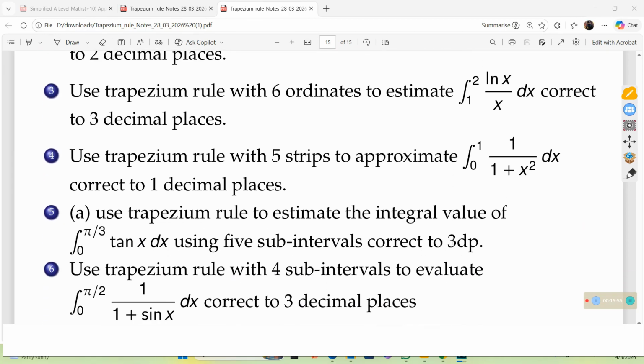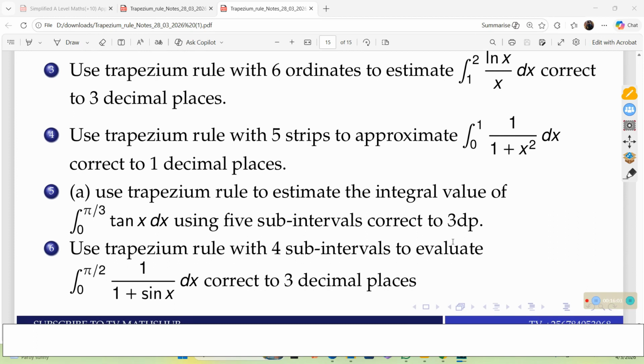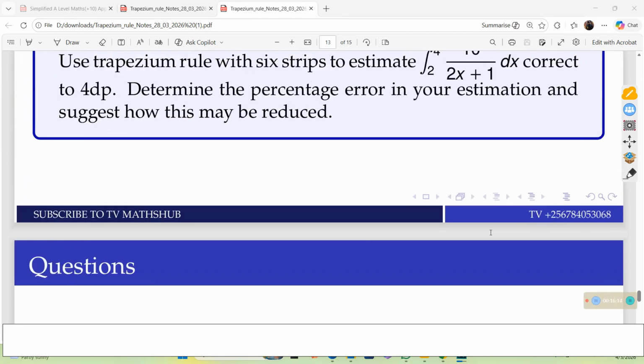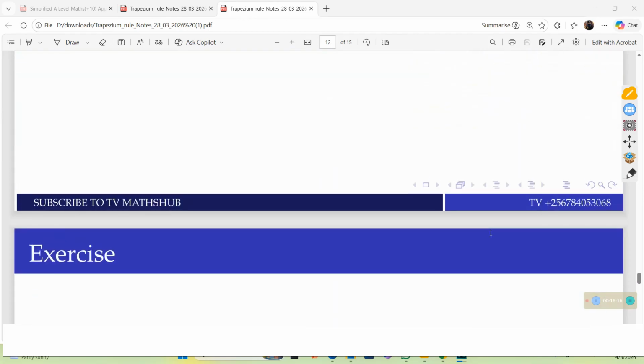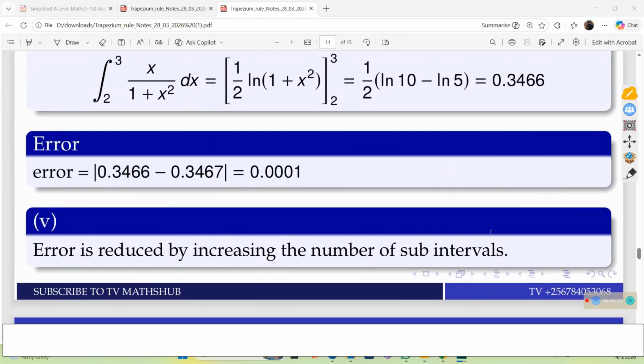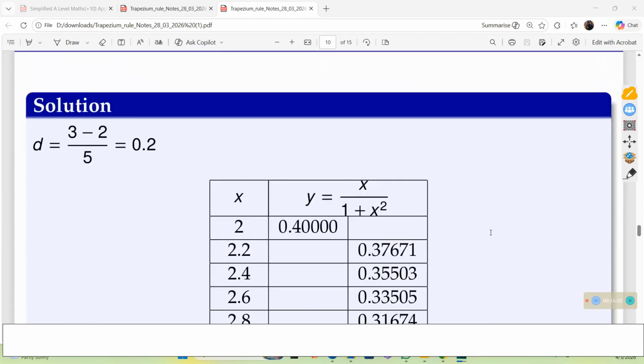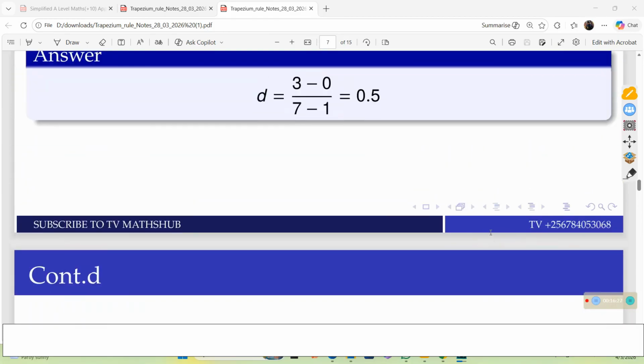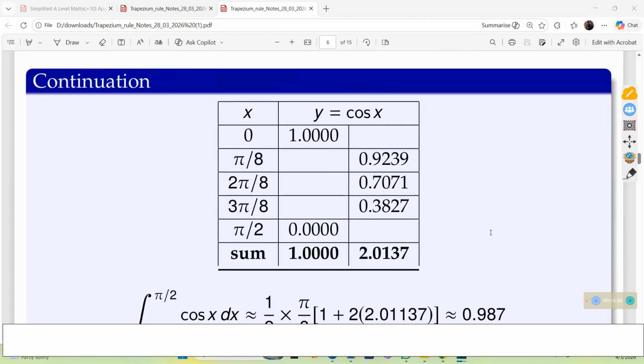Those are the questions that you will need to try out, and that marks the end of today's lecture. So this is basically what we have talked about. That is all about the trapezium rule. Make sure you try these questions, and try some of the examples that we have looked at on your own, and see if you are able to get similar answers.